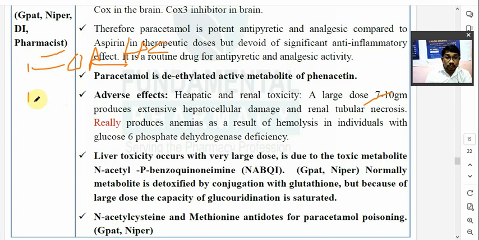So paracetamol is removed 60% by glucuronide conjugation, remaining 40% by glutathione. So particularly this metabolite N-acetyl para aminobenzoquinone imine, NAPQI, is removed from the body by glutathione conjugation.